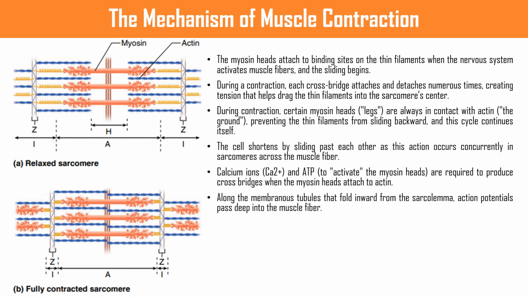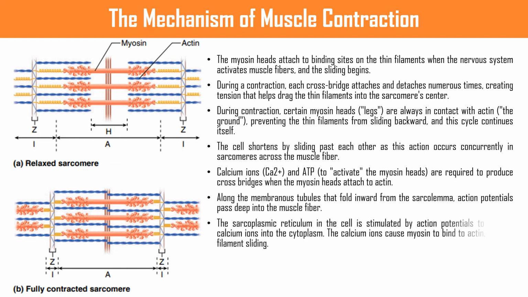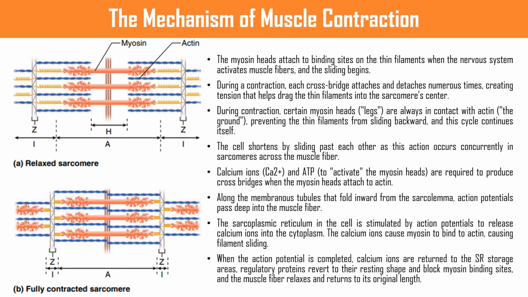Along the membranous tubules that fold inward from the sarcolemma, the action potential passes deep into the muscle fiber. Then the sarcoplasmic reticulum in the cell is stimulated by the action potential to release calcium ions into the cytoplasm. The calcium ions cause myosin to bind to actin, causing the filament sliding. When the action potential is completed, calcium ions are returned to the SR storage area. Regulatory proteins revert to their resting shape and block myosin binding sites, and the muscle fiber relaxes and returns to its original state.